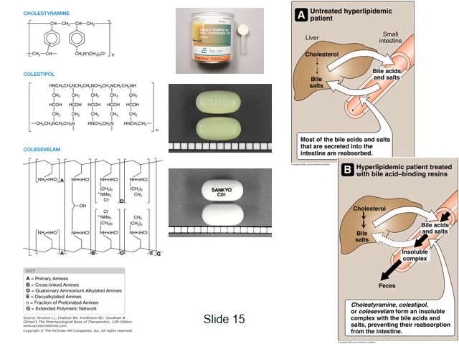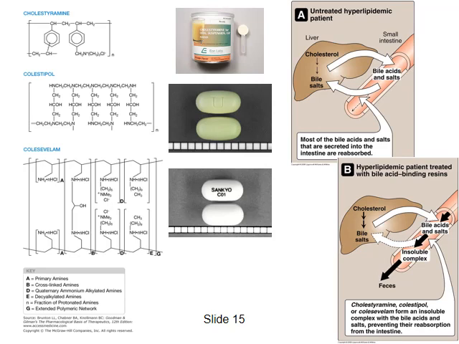And so the three common members of this class are cholestyramine, colestipol, and colesevelam. And their chemical structures are depicted for you here on the left. You'll see that there are brackets around the typical core structure.